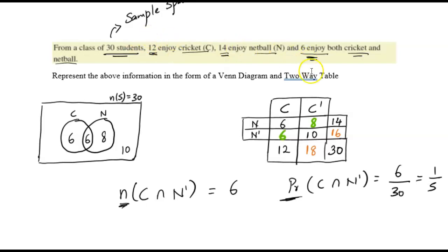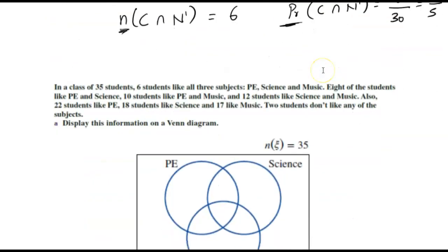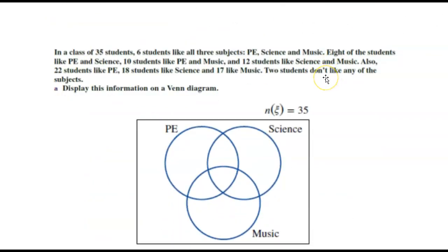Alright, so let's move on to a second example. Here we are dealing with a class of 35 students, so that gives me my sample space of 35 students. 6 students like all 3 subjects. So straight away this is the Venn diagram situation, an example where we're dealing with 3 events. The 3 events we're dealing with are PE, science, and music.